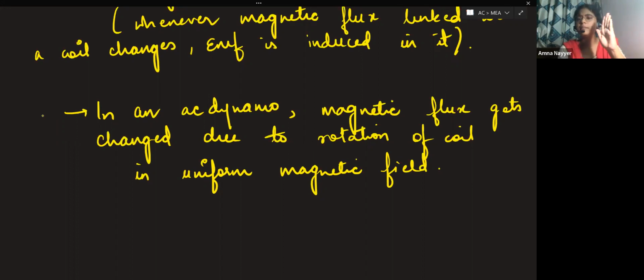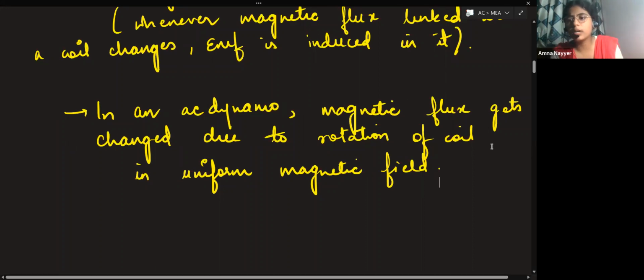Means the coil is there, and perpendicular to the coil is the area vector. The magnetic field is there. But as the coil rotates, the angle between the area vector and the magnetic field will also change. So you will get different values of flux and different values of EMF, at different angles.